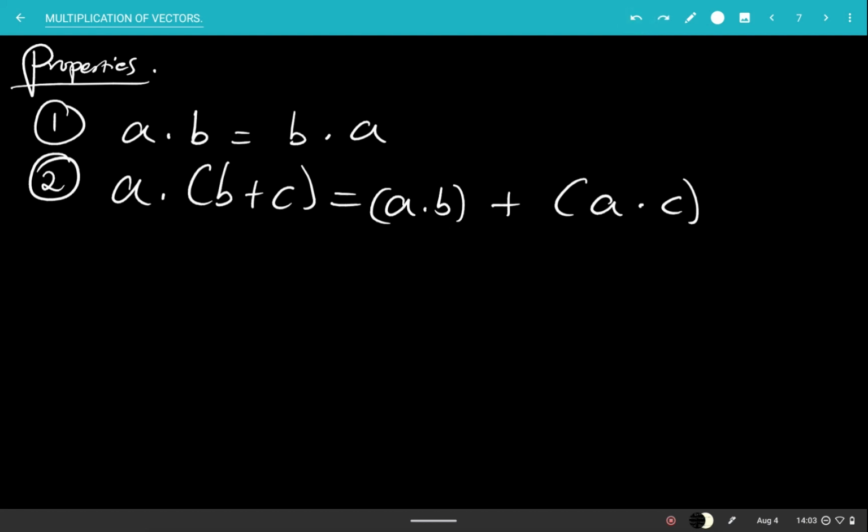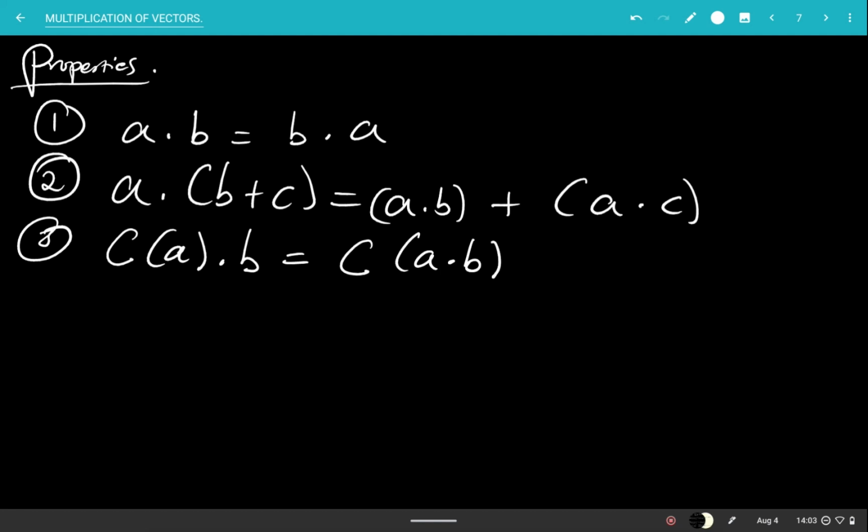We also have the scalar combination. The scalar combination is where you have a scalar, let's give the scalar maybe c. The scalar multiplies the vector A, then dotted with B. This is the same as the scalar multiplying A dotted with B, or even A dotted with the scalar times B.